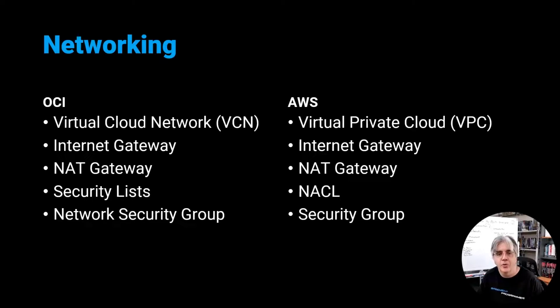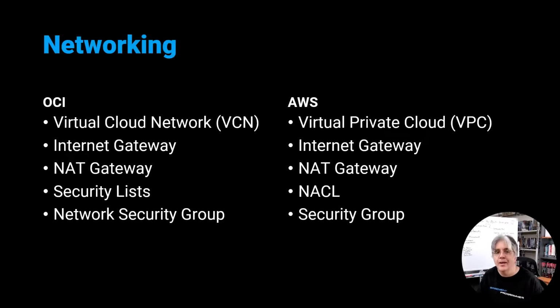With OCI, you get security lists that are stateless and attached to the subnet. You also get network security groups that attach to the virtual NICs. Network security rules can be either stateless or stateful, your choice. Now, both AWS security groups and OCI network security groups have rules that can reference each other for security groups, which makes crafting rules a lot easier.